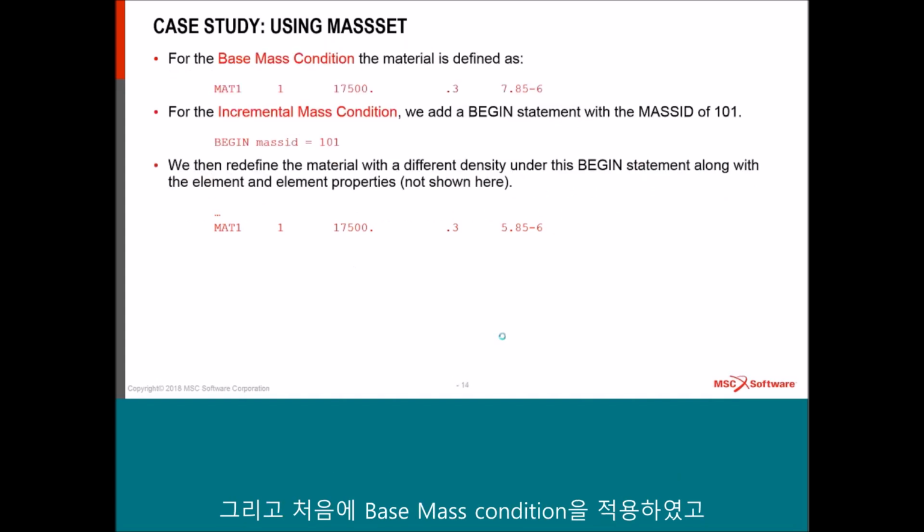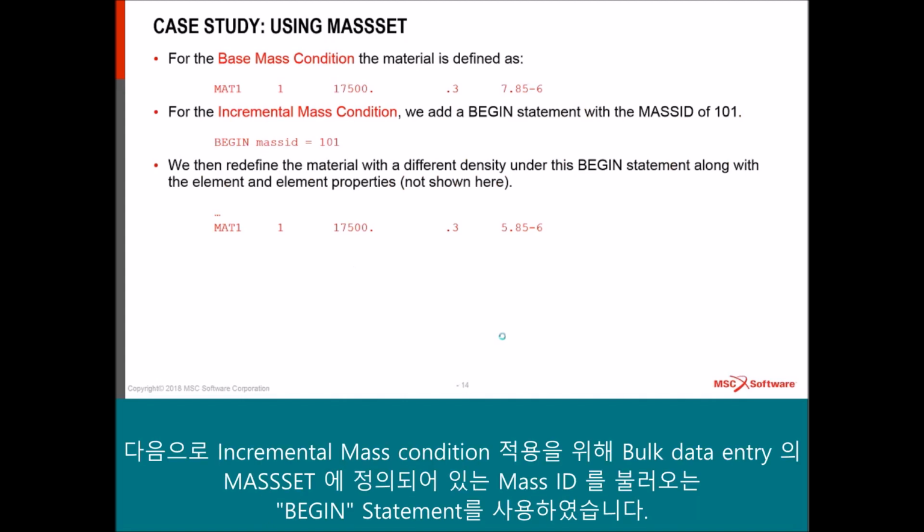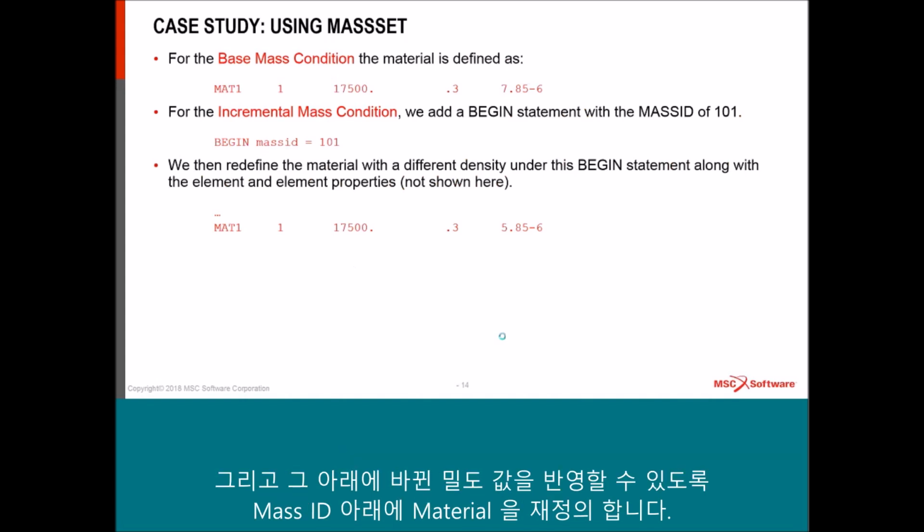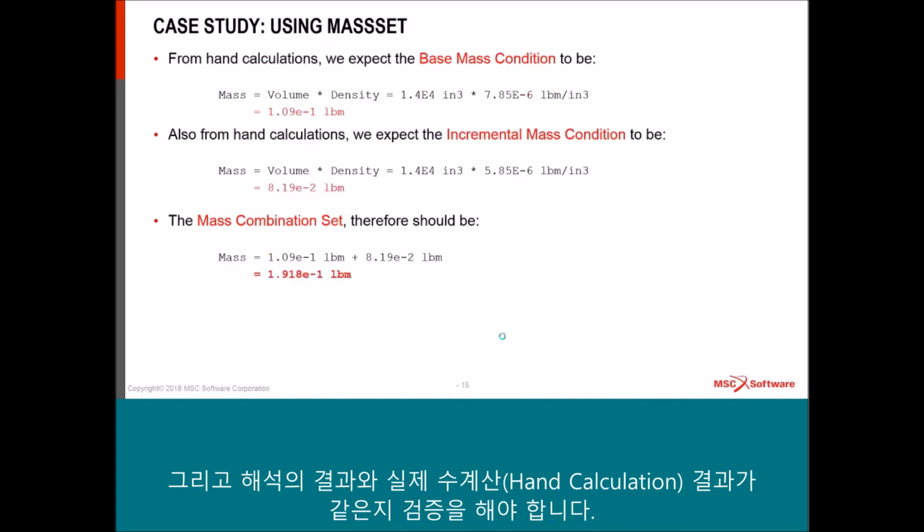And then for the base mass condition, we just have what it was before. We now specify the incremental mass condition with the ID that's called out from the main MASSSET bulk data entry. Underneath the begin mass ID, we then change the material's density to reflect what we want to see. And if we do hand calcs, we verify that what we calculate using our hand calculations is the same as what we saw in the F06 itself.